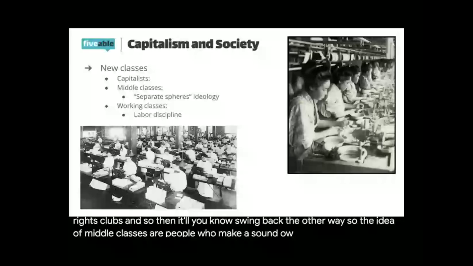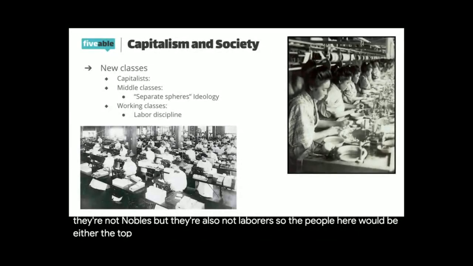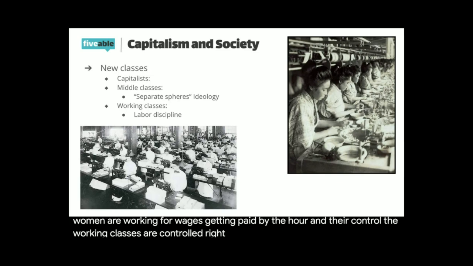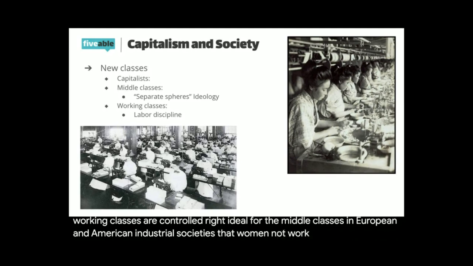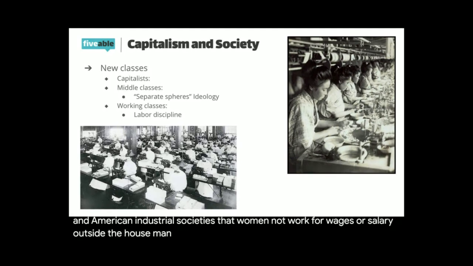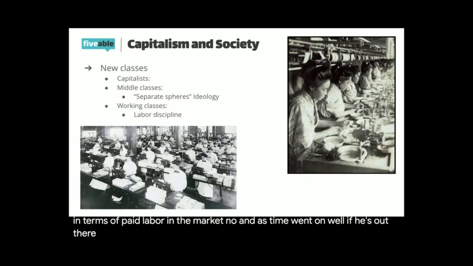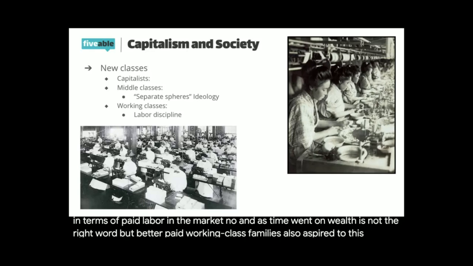So the people here in the top right would be part of the working class, because those women are working for wages, getting paid by the hour, and they're controlled. The working classes are controlled, right? It was the ideal for the middle classes in European and American industrial societies that women not work for wages or salary outside the house. Managing a household would have been a lot of work, but in terms of paid labor in the market, no. And as time went on, wealthy is not the right word, but better paid working class families also aspired to this.